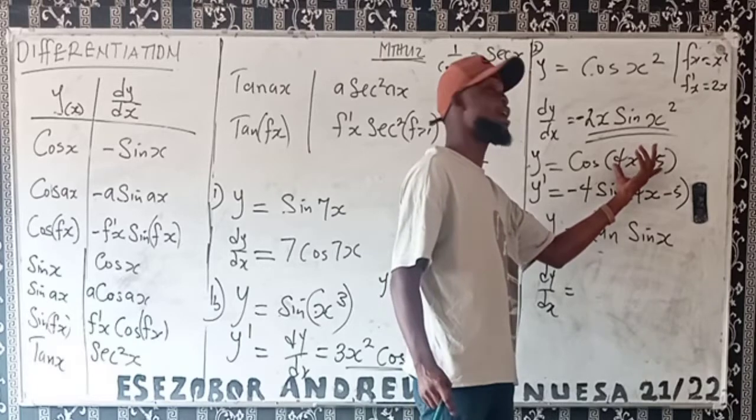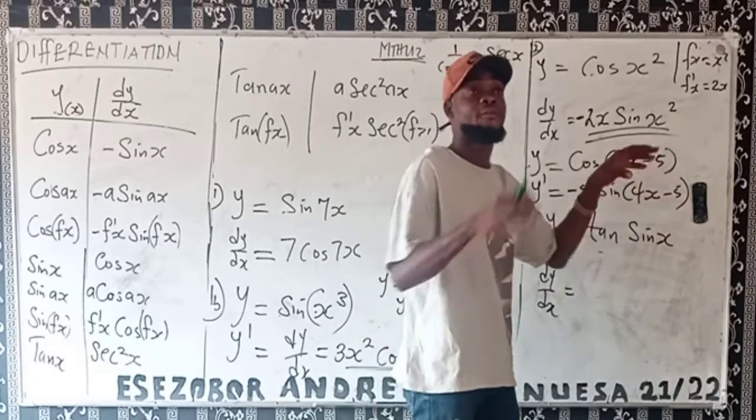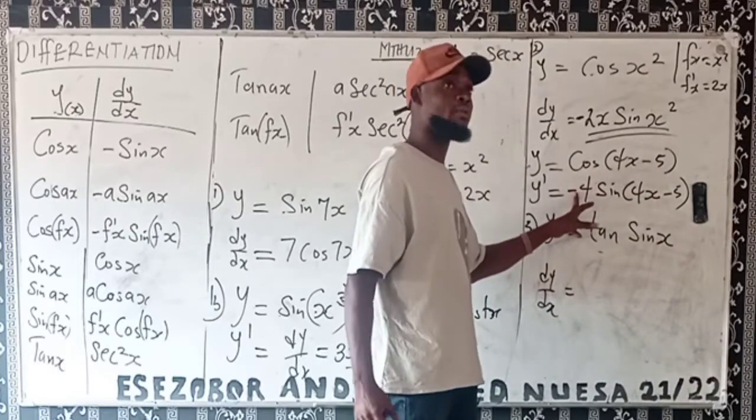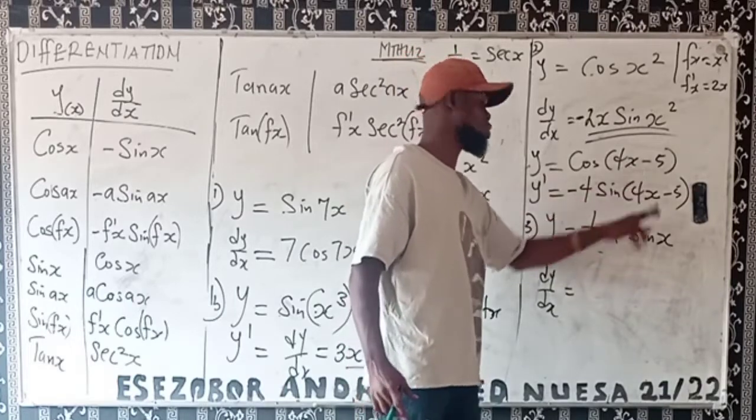If you differentiate 4x minus 5, you differentiate 4, you're going to have 4. Differentiate minus 5, 0. 4 minus 0, 4. Differentiating this one, the minus will show up for cos. That will be minus sine. Then you write the function of x back.